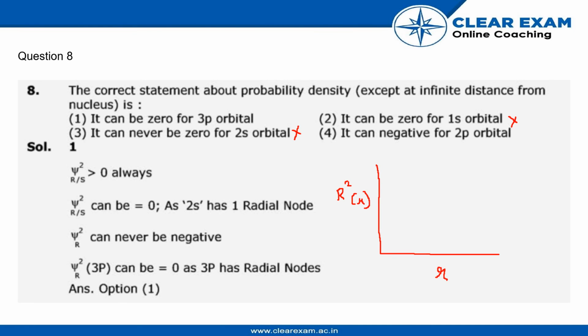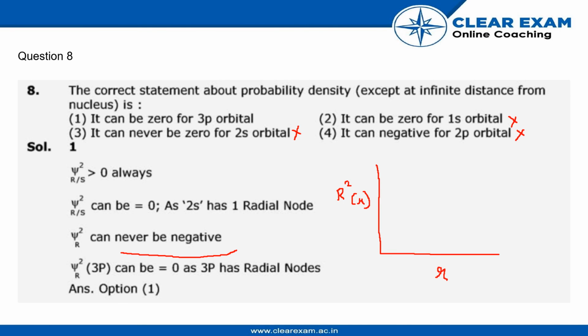Now the graph for the 2p orbital is something like this. For the 2p orbital, the option says it can be negative, which is wrong, it can never be negative. The wave function for the orbital can never be negative. So this option is also false.